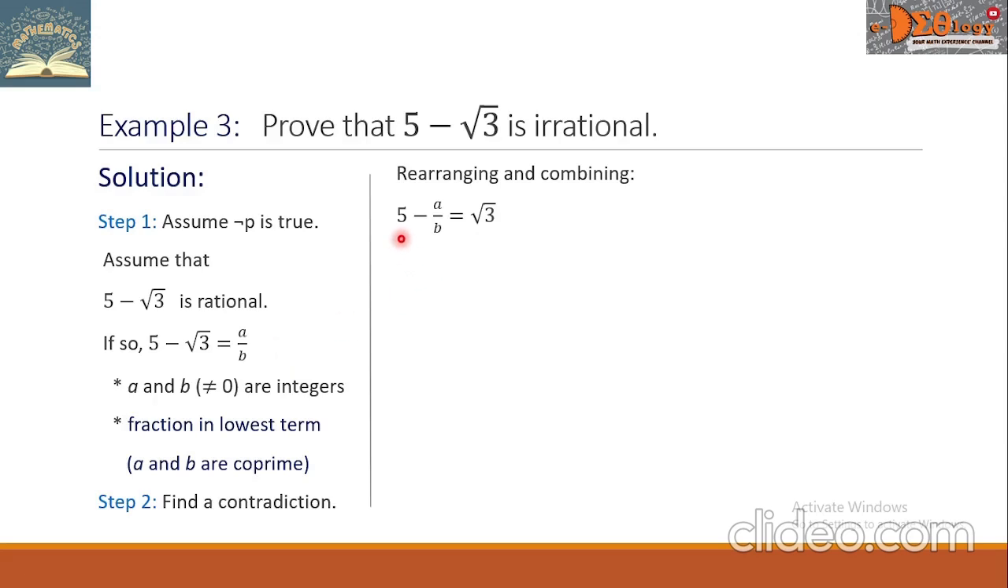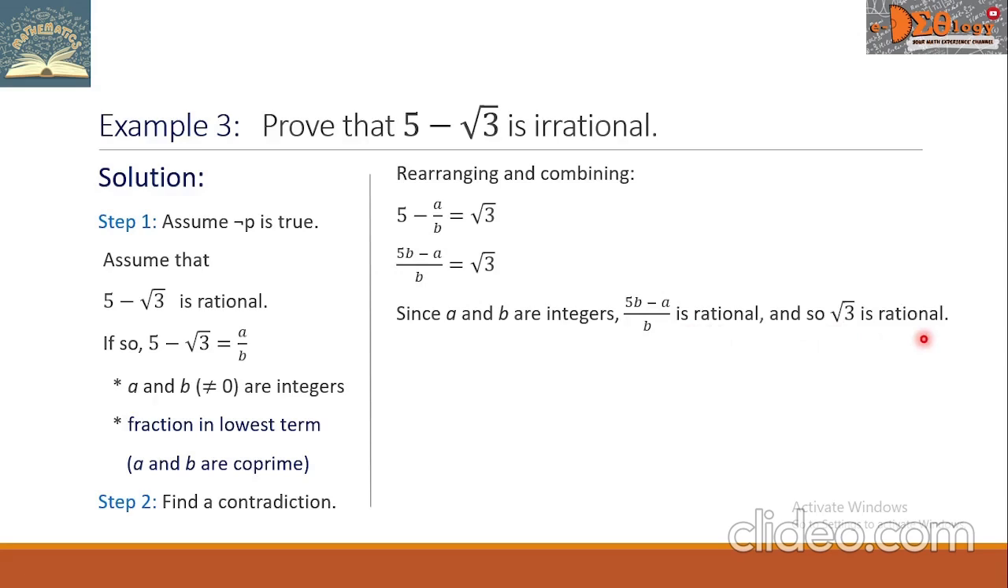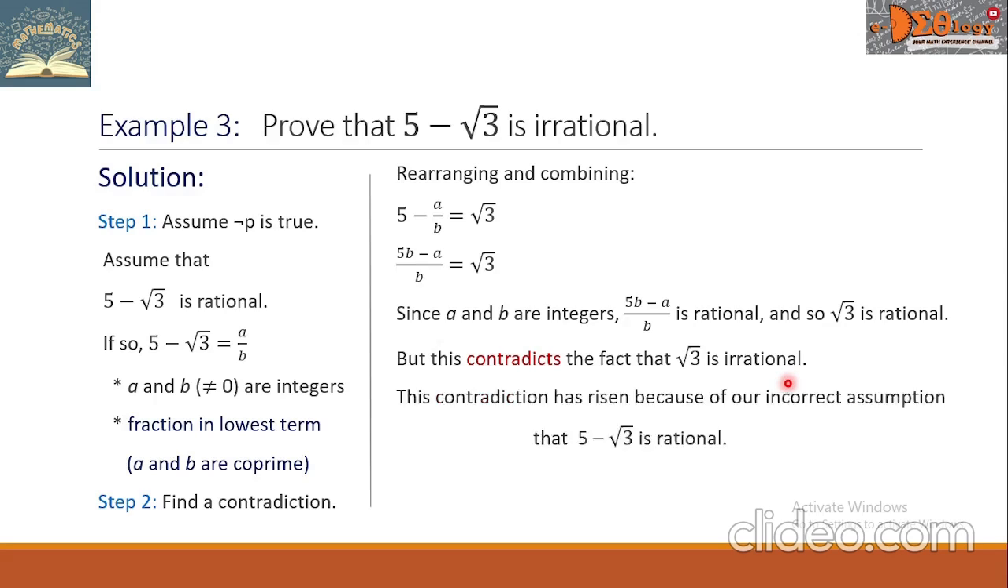Rearranging this equation, we have now 5 minus a over b equals the square root of 3. Now, for the left side value, we're going to combine as a single fraction, and it becomes 5b minus a over b. Since a and b are integers, the fraction 5b minus a over b, that is the left side value, is rational. Also, the square root of 3 is irrational. But this contradicts the fact that the square root of 3 is irrational. This contradiction has arisen because of our incorrect assumption that 5 minus the square root of 3 is rational. So, we conclude that 5 minus the square root of 3 is irrational.